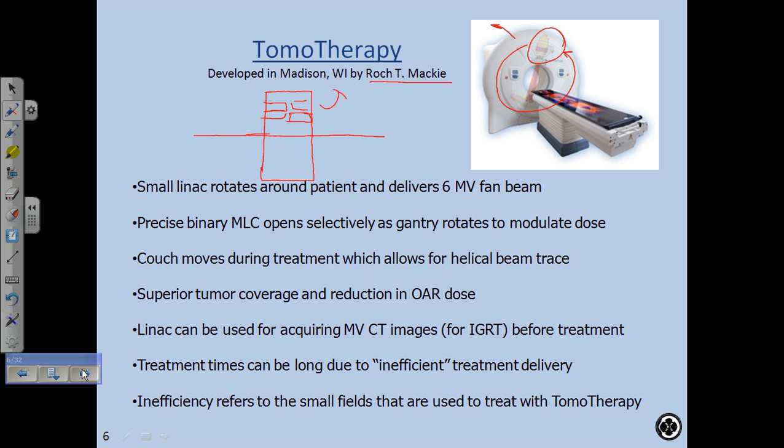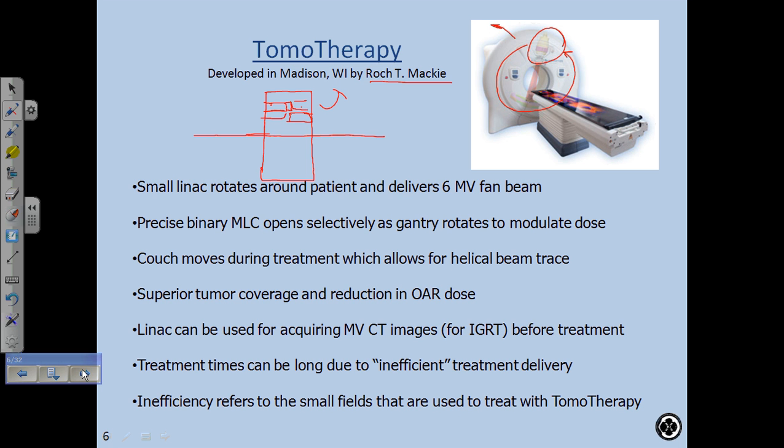segments. And it's called binary because it's not like a variant MLC that is continuous, where a motor moves it and can put it at any position along its travel. These are either closed or open. That's what's called binary. And there's two sides to it. You can make this opening between the two. This is an MLC and this is an MLC, and the gap between them is the opening. You've got choices. I believe the choices are 4 centimeters, 2 centimeters, or 1 centimeter. So you've got 3 choices. Don't quote me on that, but it's something like that.